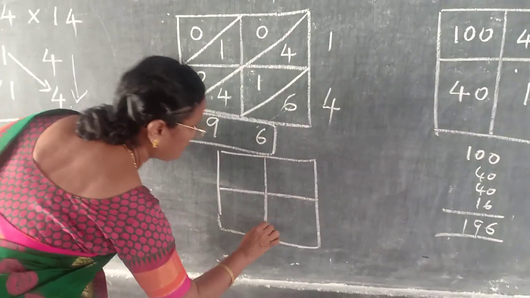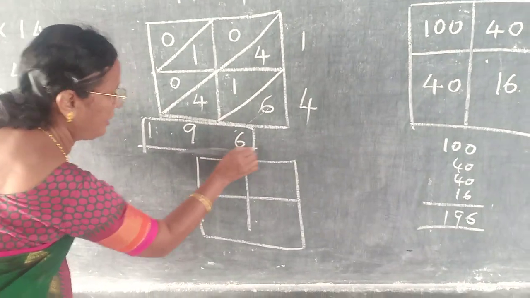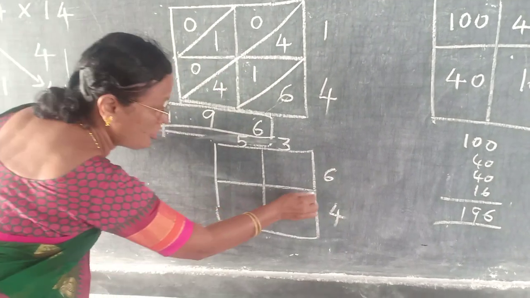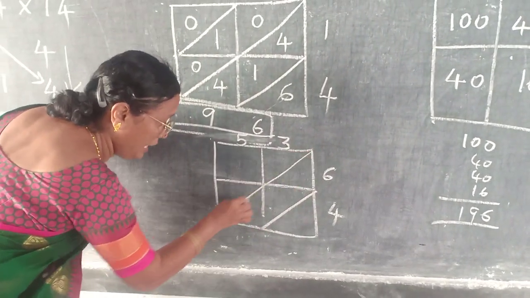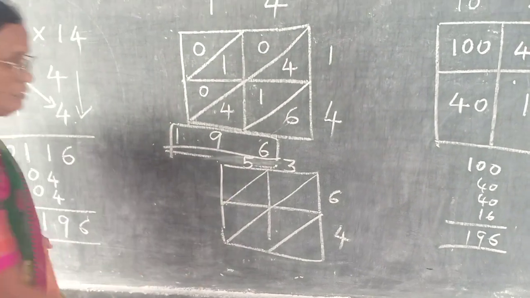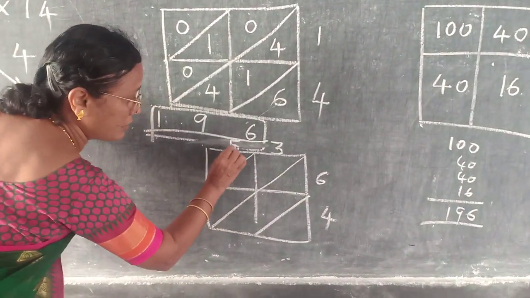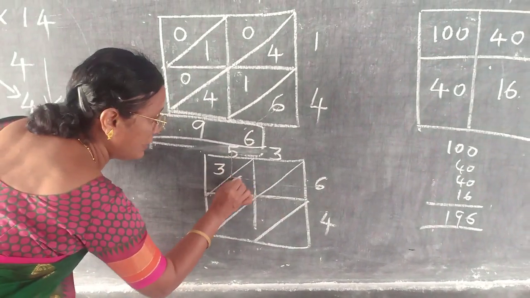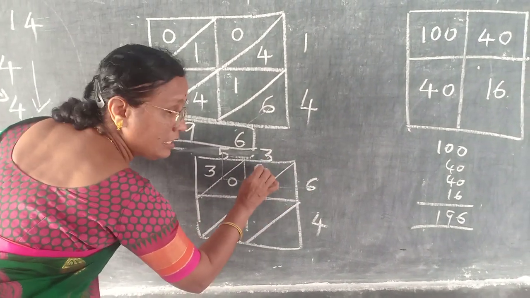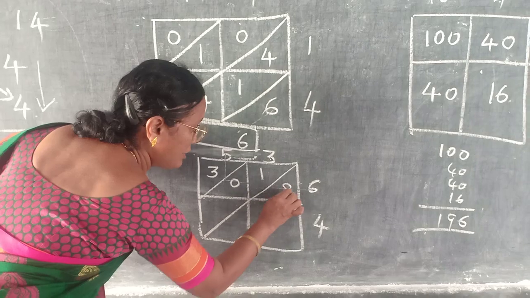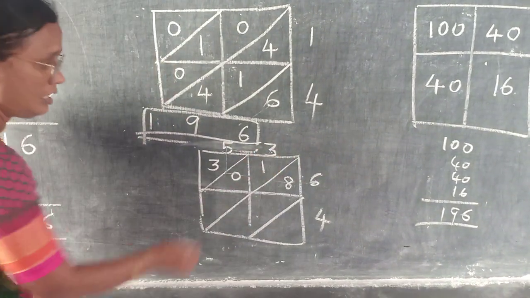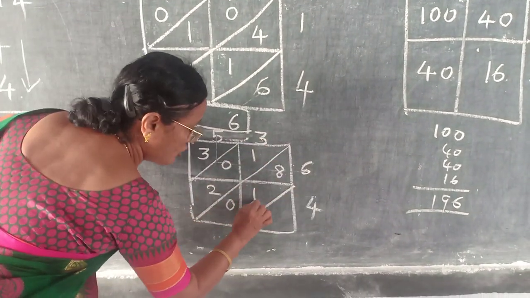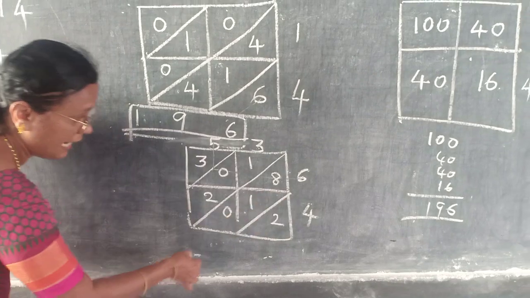What is it? 53, 64. Don't forget to draw a diagonal. 5 sixes are 30, the meeting point of these two. Understand? 3 sixes are 18, 6 threes are 18. Either you can say 3 sixes or 6 threes. Next one, 5 fours are 20. 3 fours are 12. So what in the diagonal do you have to add?